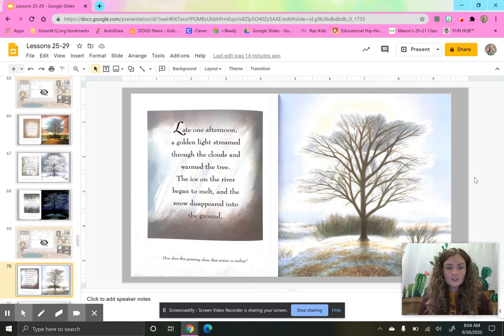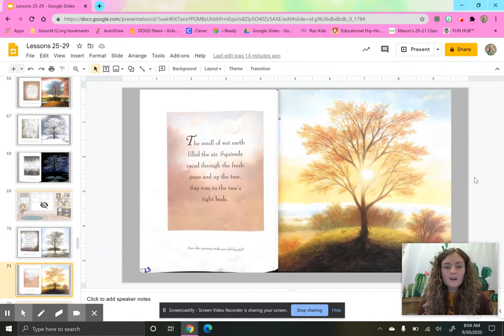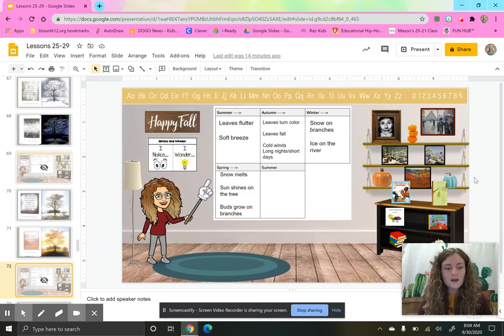Late one afternoon, a golden light streamed through the clouds and warmed the tree. The ice on the river began to melt, and the snow disappeared into the ground. The smell of wet earth filled the air. Squirrels raced through the fresh grass and up the tree. Sap rose to the tree's tight buds.